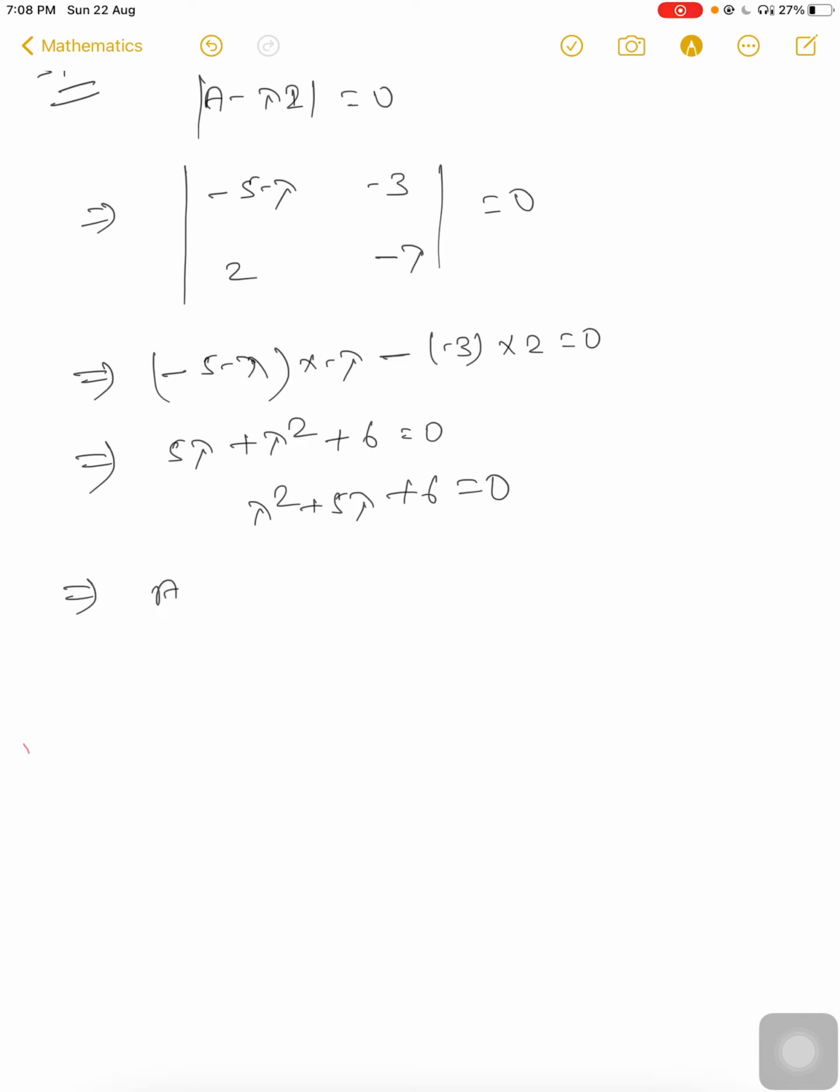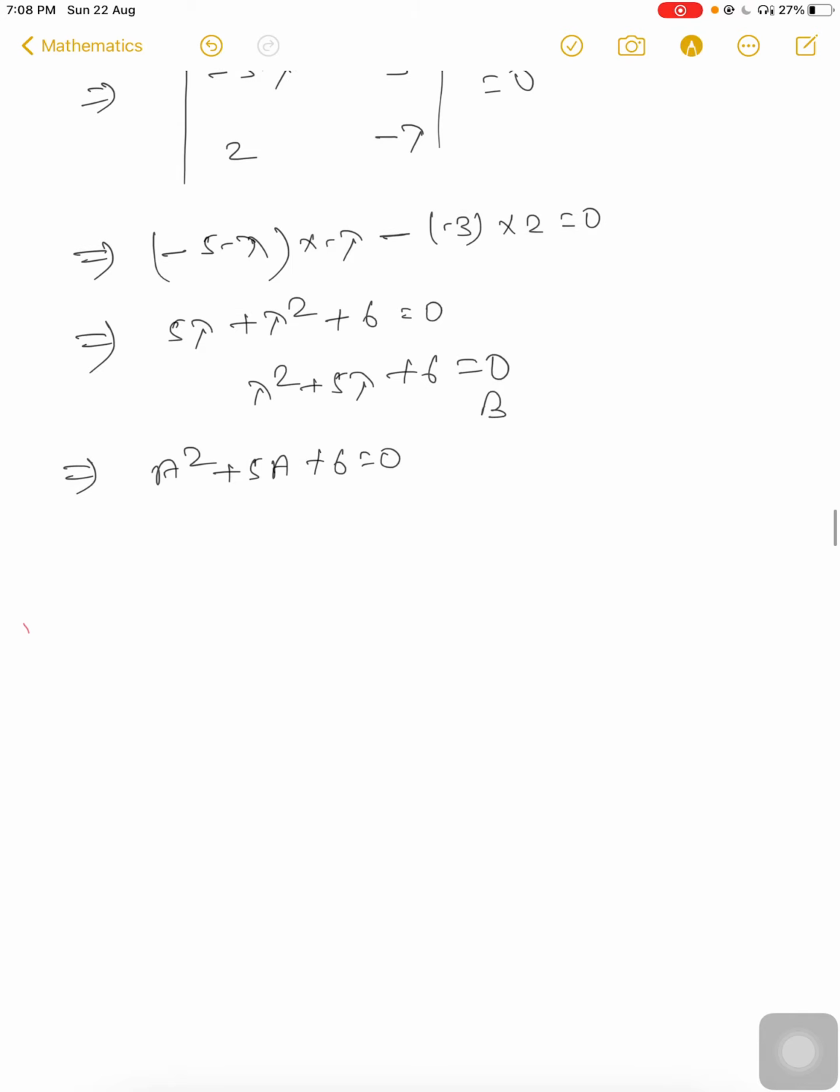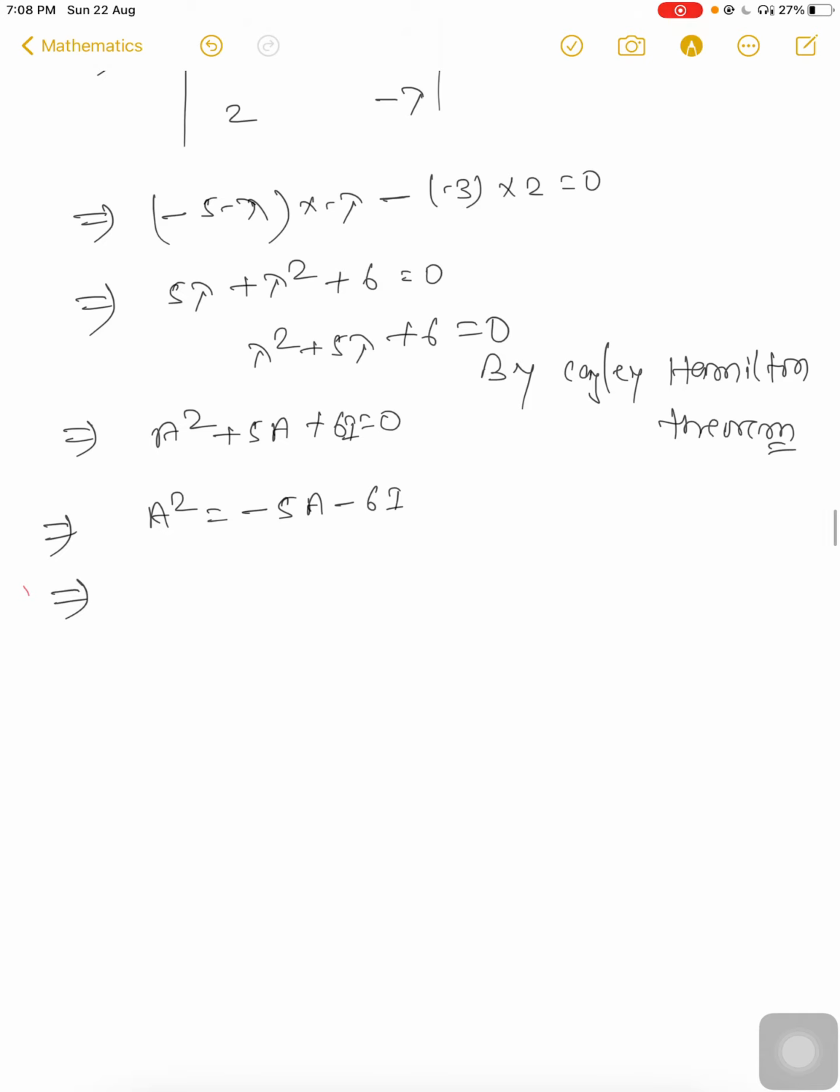And we can say, by the Cayley-Hamilton theorem, that A square plus 5A plus 6I is equal to 0. Okay, now check it. What will happen? A square is equal to minus 5A minus 6I, where I is the identity matrix.